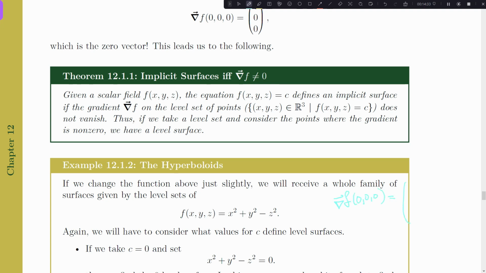Well, the gradient was negative 2x, positive 2y, and negative 2z, and at the point 0, 0, 0, that means the gradient becomes degenerate. And so we'll find out that the surface that we recover in this very special case exists away from this point, but at the specific point, we're going to notice that the surface becomes degenerate and collapses. So let's scroll down and see that.